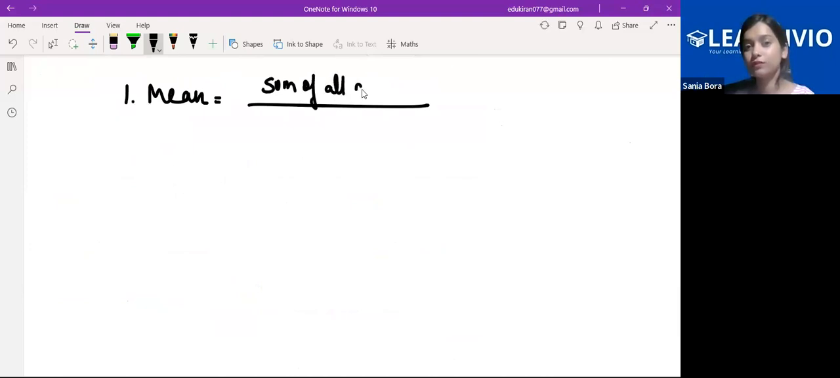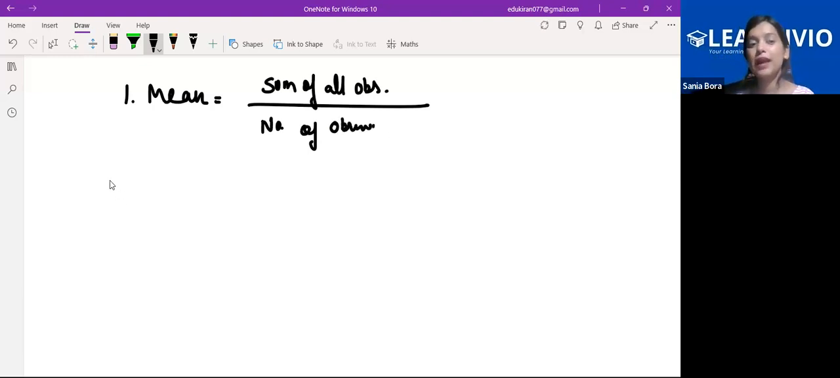Mean is the sum of all observations divided by the number of observations. An observation can be any quantity: marks, score, attendance, anything.